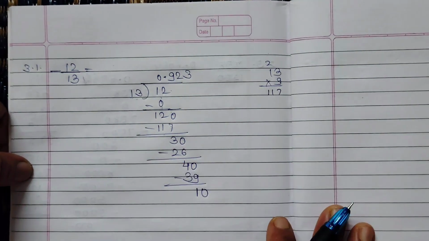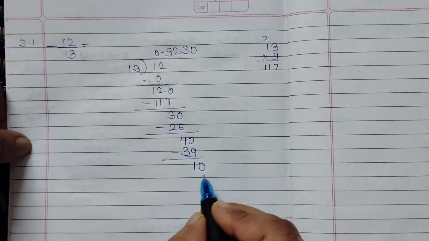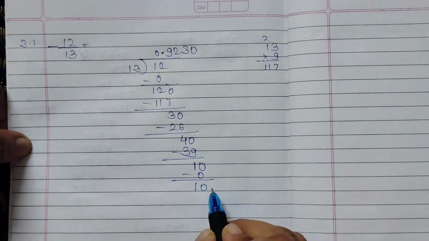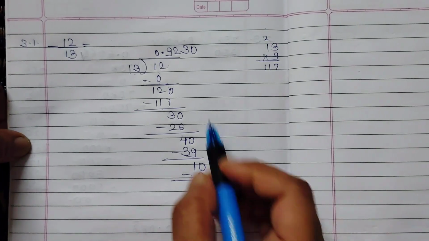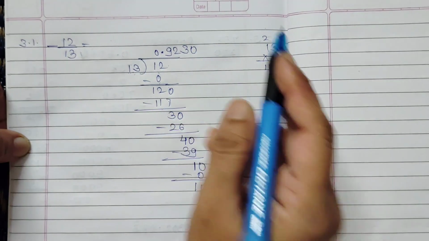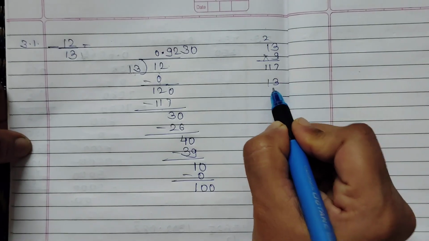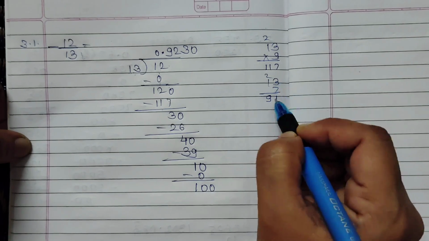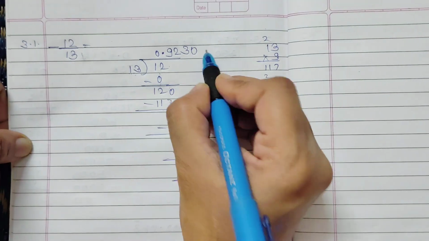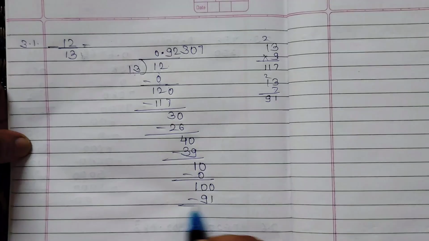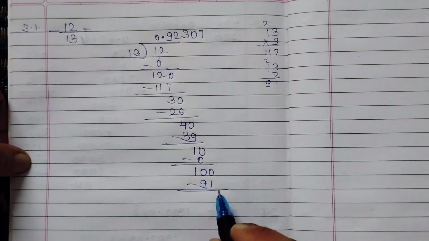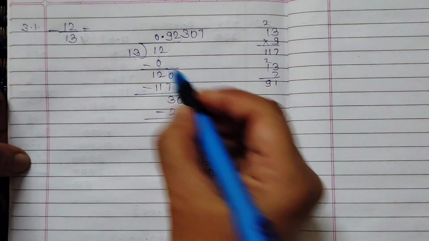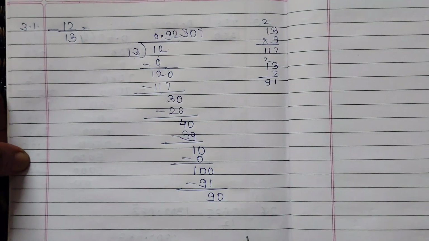Now 10 is smaller than 13. So what we will write? 13 zeros are 0. So what we get? 10. Now already point is there, we get what? 0. Okay. So 100. Now 13 sevens is what? 91. Okay. 3 sevens are 21, 7 plus 2, 91. So 13 sevens are 91 when we subtract. Okay. So 100 minus 91, what we get? 9.